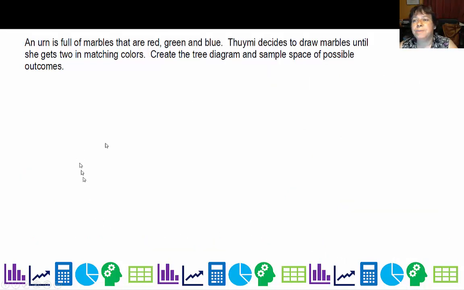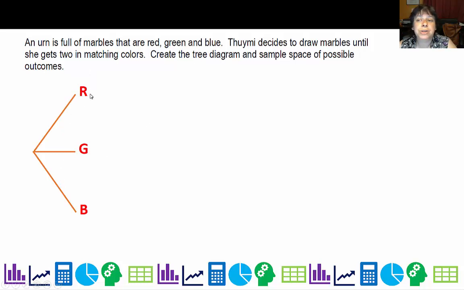Now, here's another twist. Sometimes you're not quite sure when you're going to stop. So an urn is full of marbles that are red, green, and blue. Tweemy decides to draw marbles until she gets 2 in matching colors. Create the tree diagram and sample space of possible outcomes. Now we're going to assume there are a lot of red, green, and blue marbles, and I'm not going to run out. Okay? So for the first marble, she could draw red, green, or blue. So I have 3 branches.